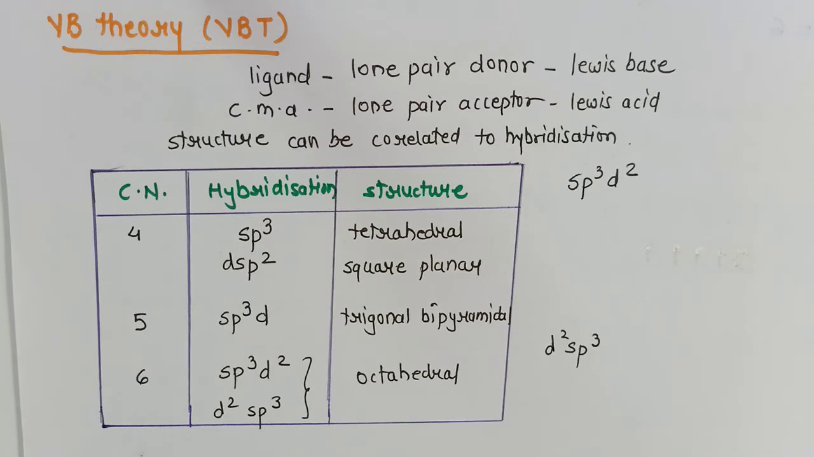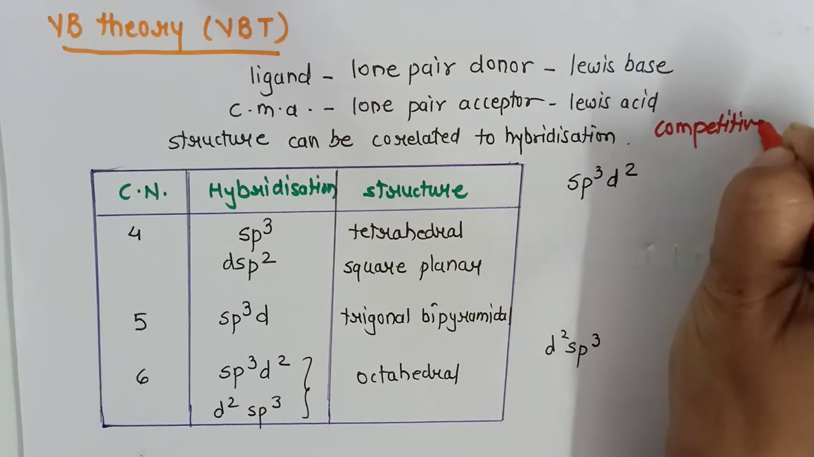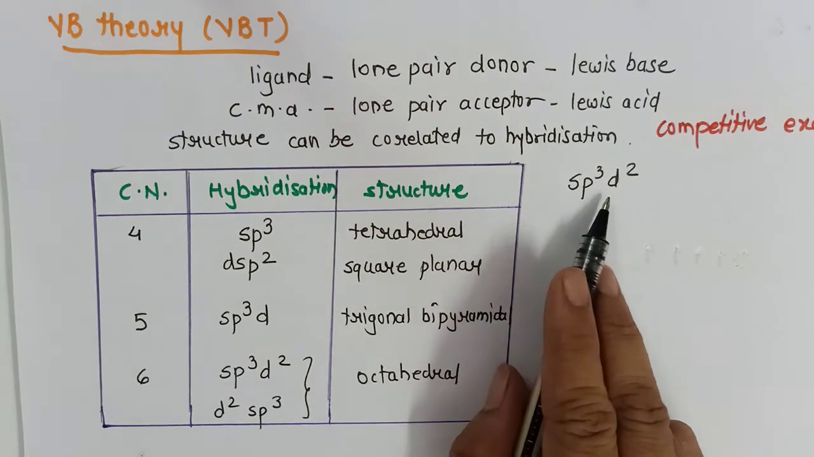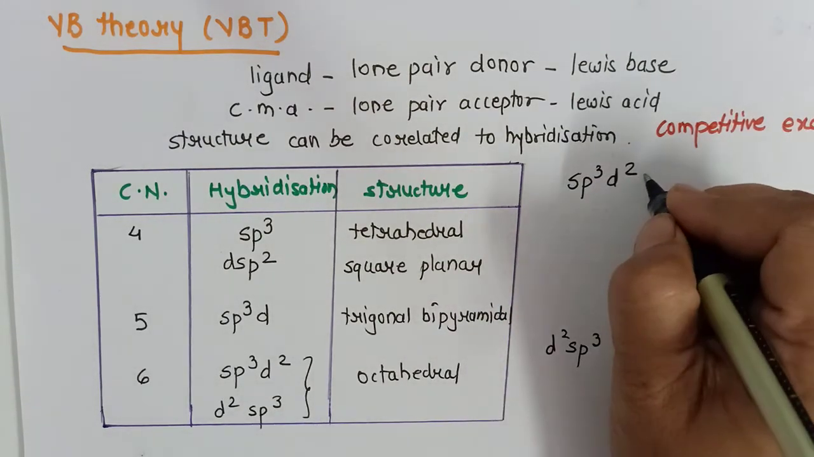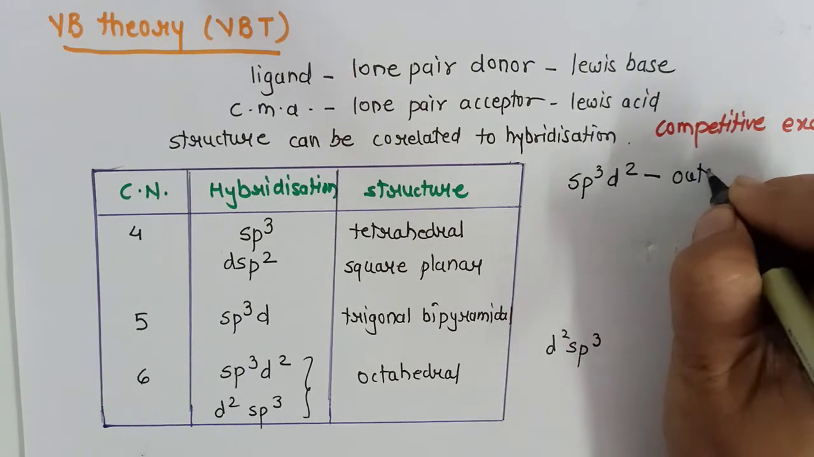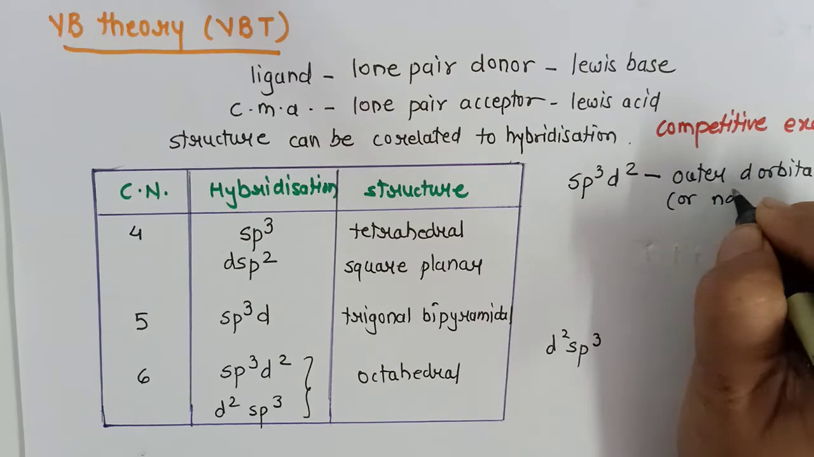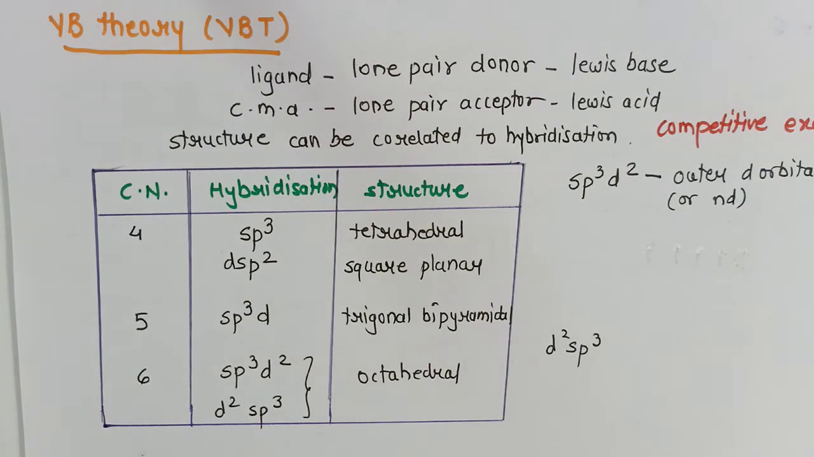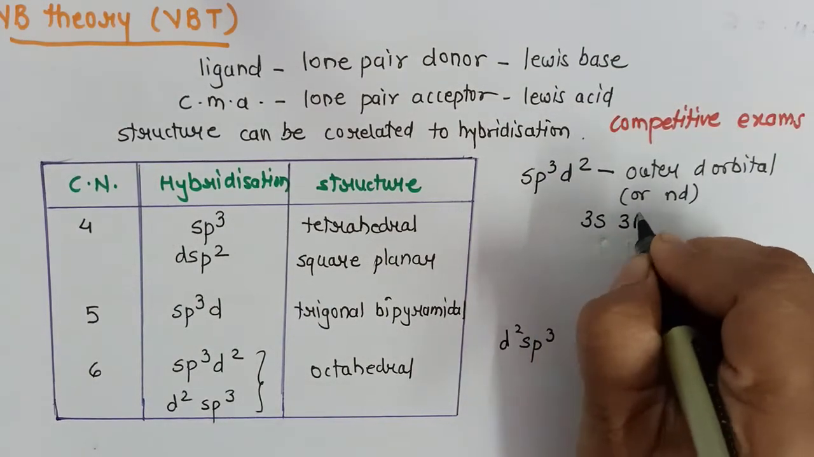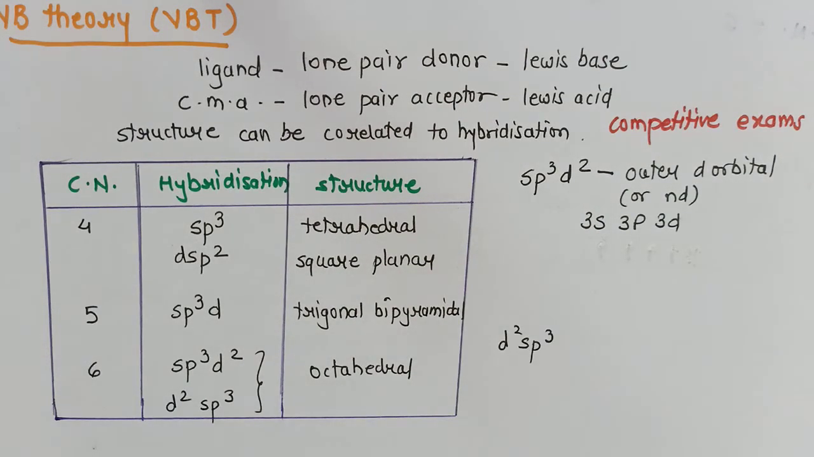Now this question is asked so many times in competitive exams. So with respect to that, you must know this difference. Now suppose sp3d2 type of hybridization is there, then outer d orbital is involved in the hybridization, or I will say nd orbital is involved in the hybridization. For example, if the hybridization is between 3s, 3p, 3d orbital, then we'll say it is sp3d2 hybridization.